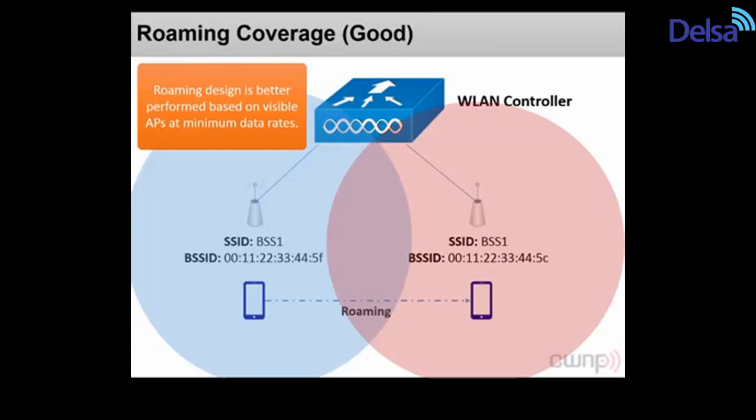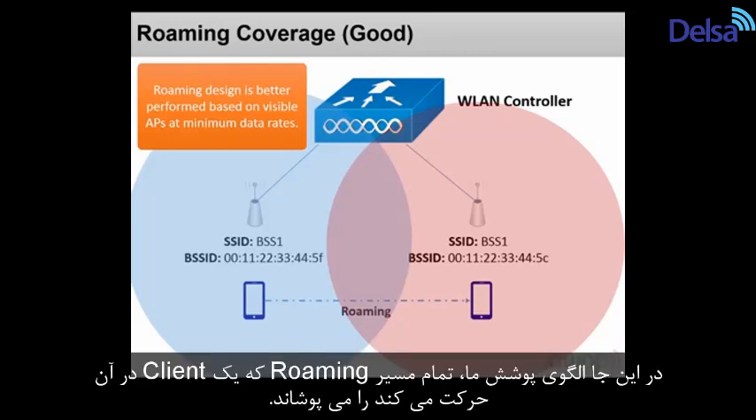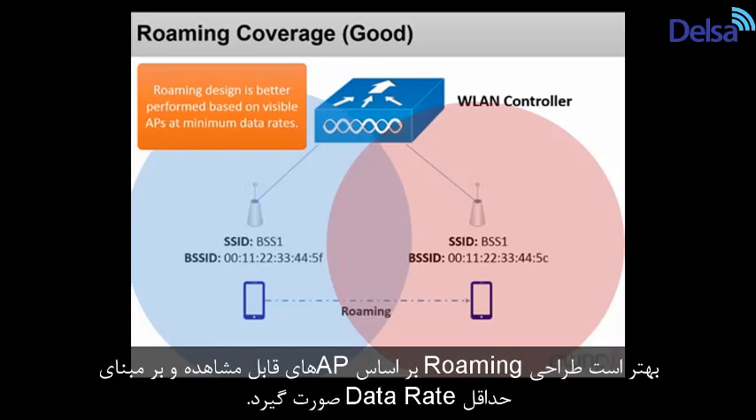Here's an example of good coverage. So now, obviously, our coverage patterns do cover the path of roaming. And again, that's a true physical path through your facility that the client may move. Now, roaming design is better performed based on visible APs at minimum data rates in many cases.